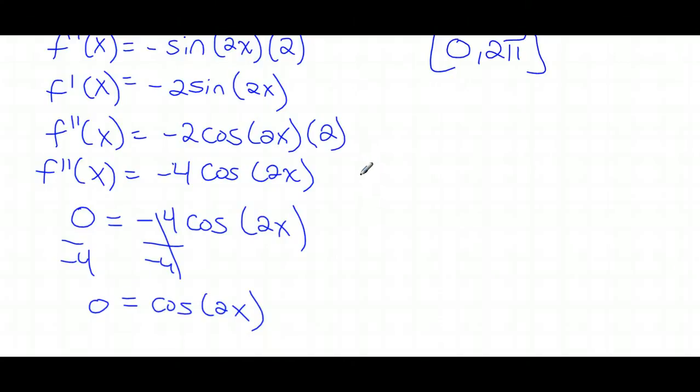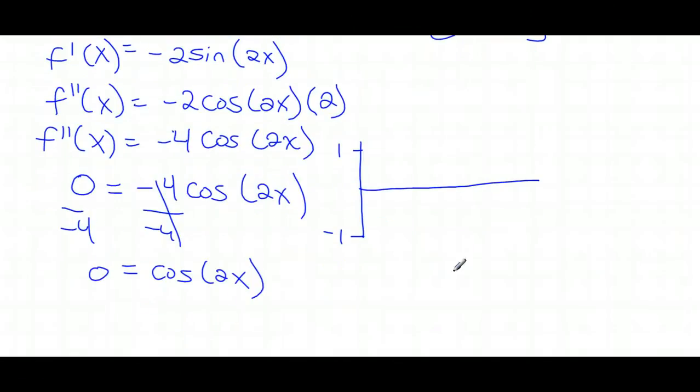Well, I would graph this out. So I'm going to go ahead and draw my graph. We'll let that be 1, negative 1. Cosine 2x, that tells me the frequency here is 2, meaning I have 2 cosine curves in 360 degrees, which is 2 pi. So cosine, I know, goes like this, down, up. So there would be 1.